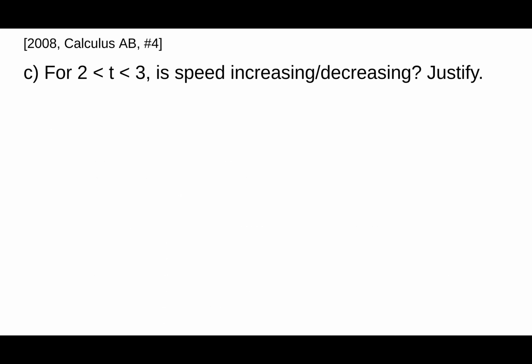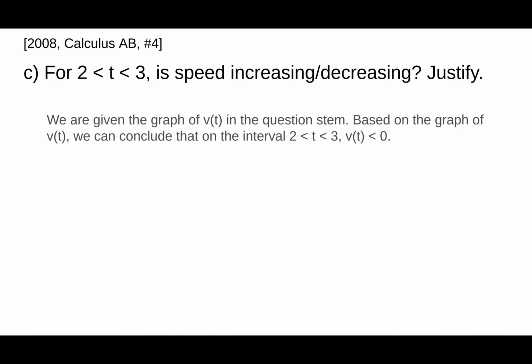In part C, we are asked to consider the open interval from 2 to 3, and we are asked if the speed of the particle is increasing or decreasing on that interval and to provide justification. Since we're given the graph of v of t in the question stem, our justification should be based on that graph. It's one of the only things we know about this particle.